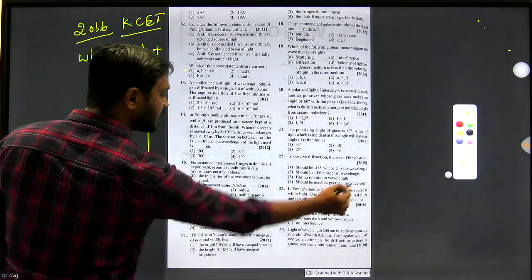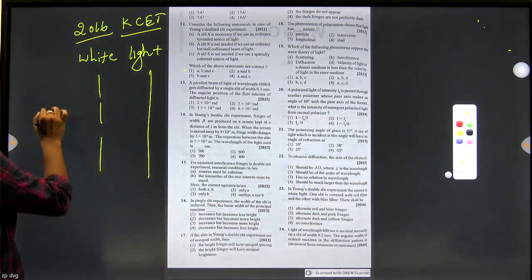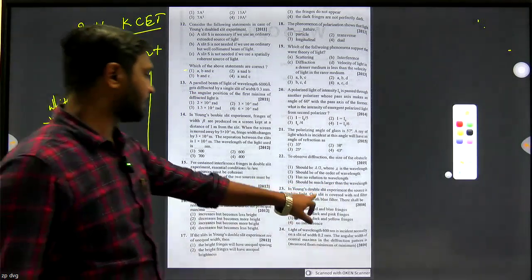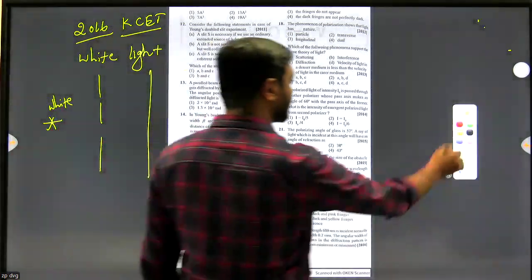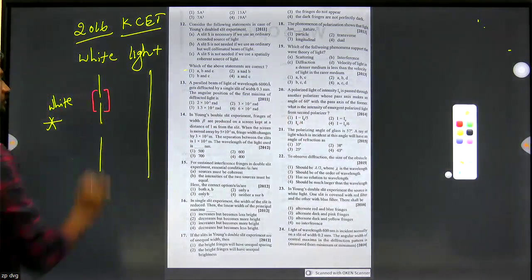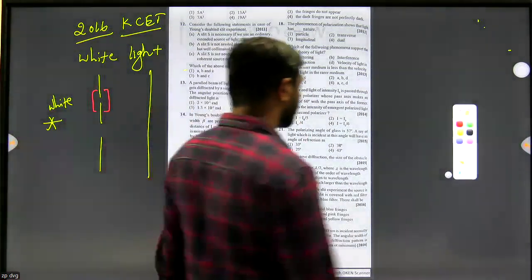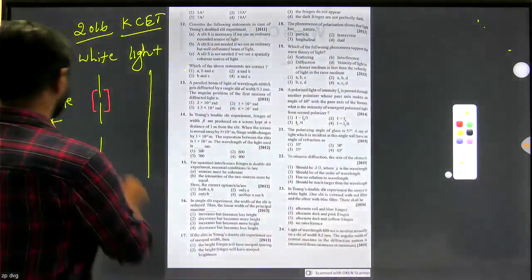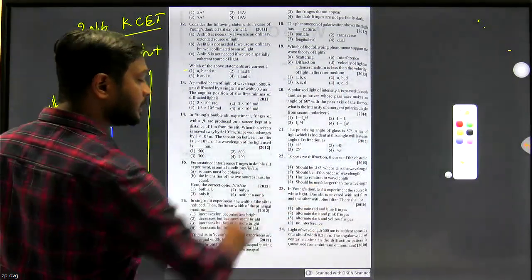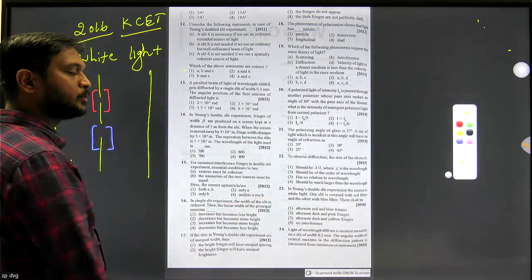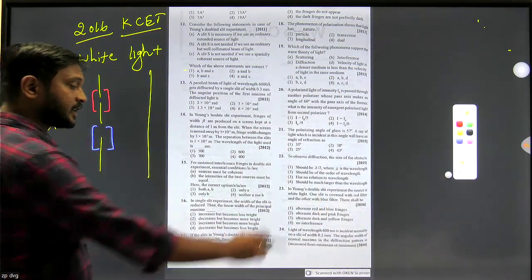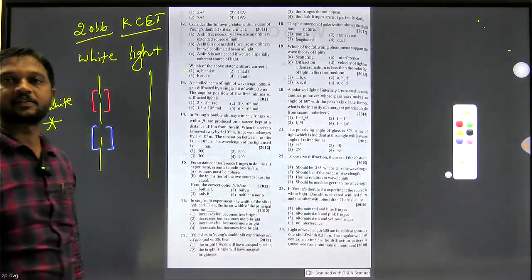In Young's double slit experiment, the source is white light. One slit is covered with a red filter and the other with a blue filter. Thus, there shall be alternate red and blue fringes, alternate dark and pink fringes, alternate dark and yellow fringes, or no interference.